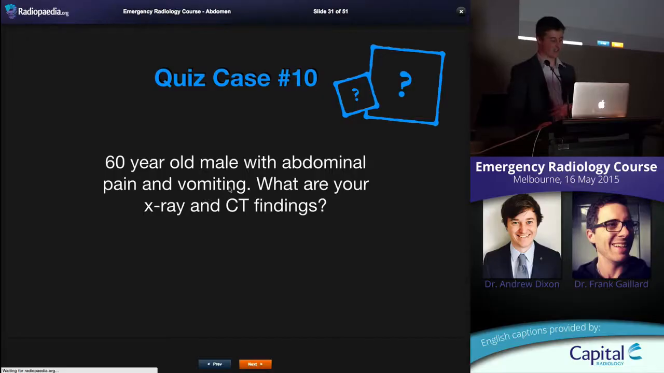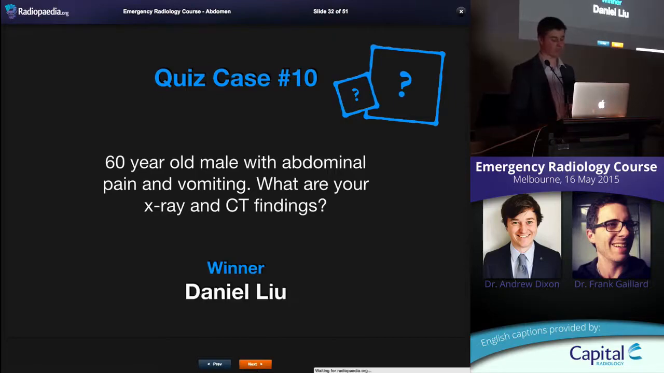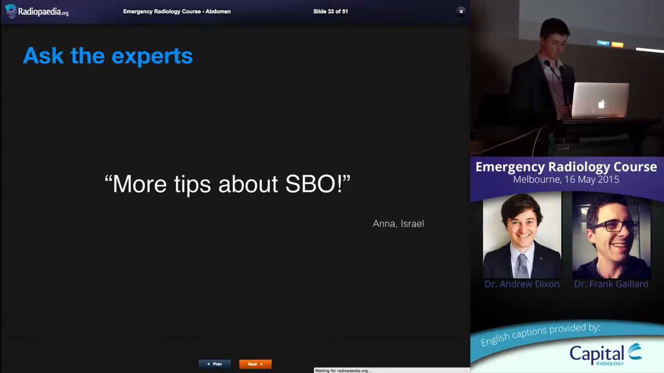All right, 60-year-old male with abdominal pain and vomiting. What are your X-ray and CT findings? We're moving into the obstruction part of the presentation. Dan, where are you? Daniel. Daniel was the winner for this one. And we got a question from Anna in Israel. More tips about small bowel obstruction. This was the biggest request we had: how do I find the transition point on a small bowel obstruction?